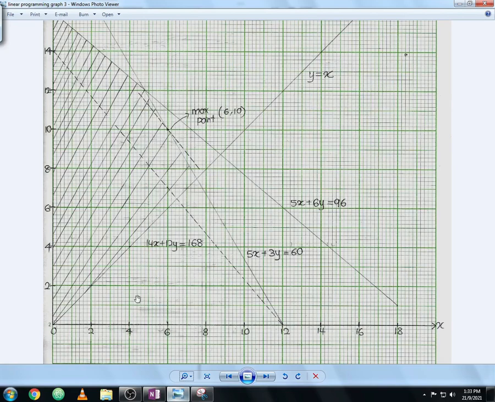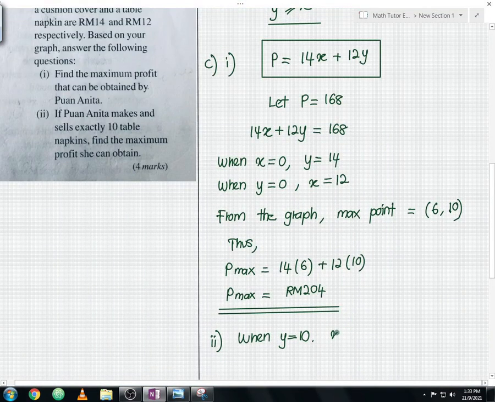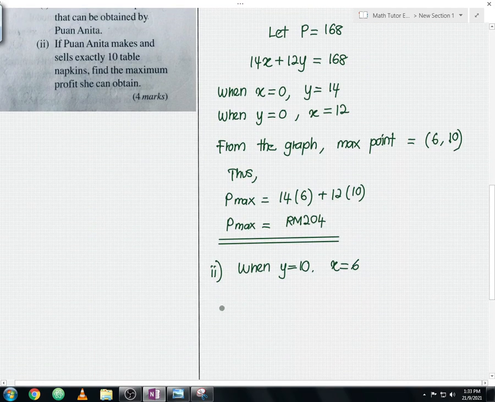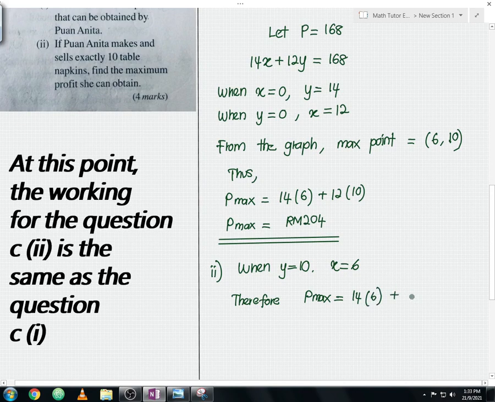Okay, so when y equals to 10, you need to look for the corresponding x value. In this case, the corresponding x value is 6. So this is your corresponding x value. From here you get your x value is equals to 6. Therefore your maximum profit is equals to 14 times 6 plus 12 times, oh my god, it's lagging.